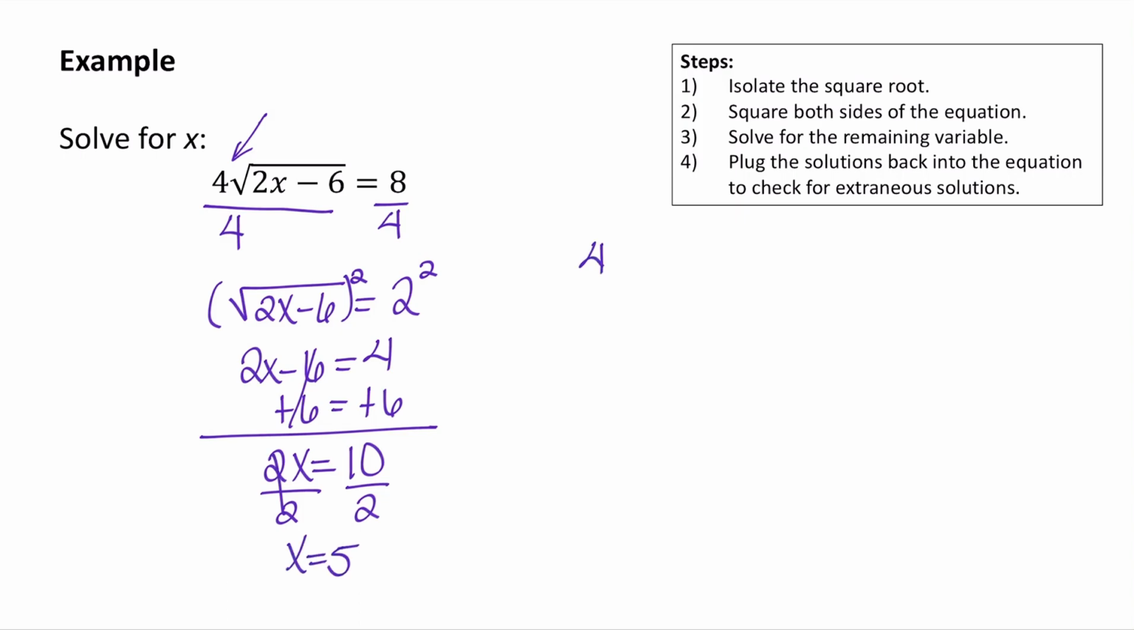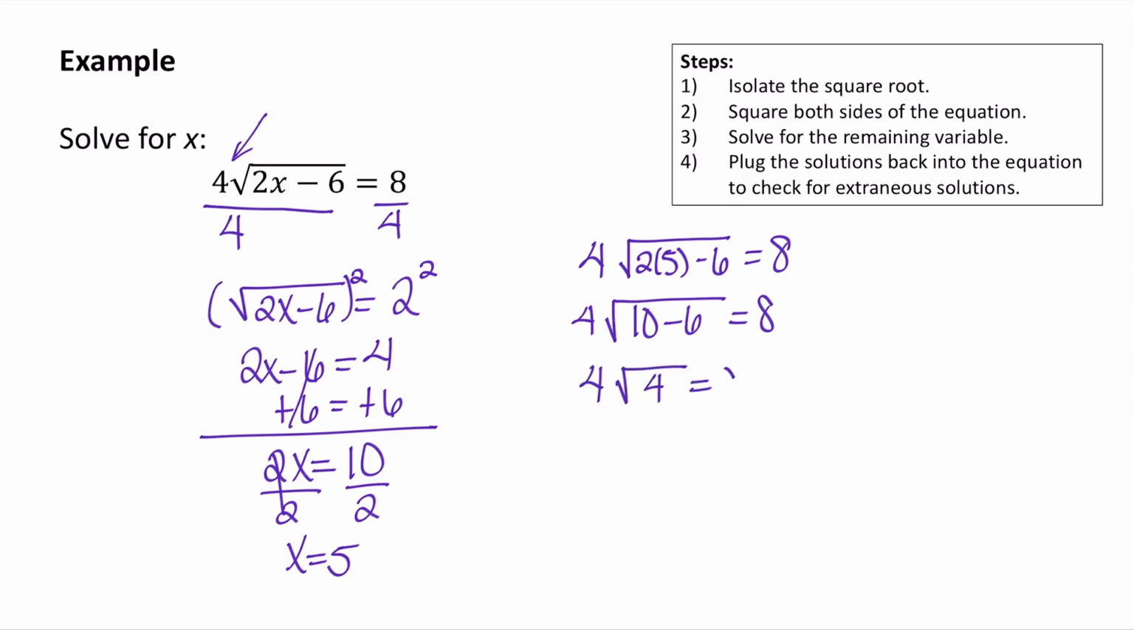Now we're going to plug 5 back into our square root equation, and we're going to check whether it makes the equation true. So we have 4 times the square root of 10 minus 6, and we're checking if that equals 8. So we have 4 times the square root of 4 equals 8, which gives us 4 times 2, and that does equal 8. So that means that x equals 5 is the solution to this equation.